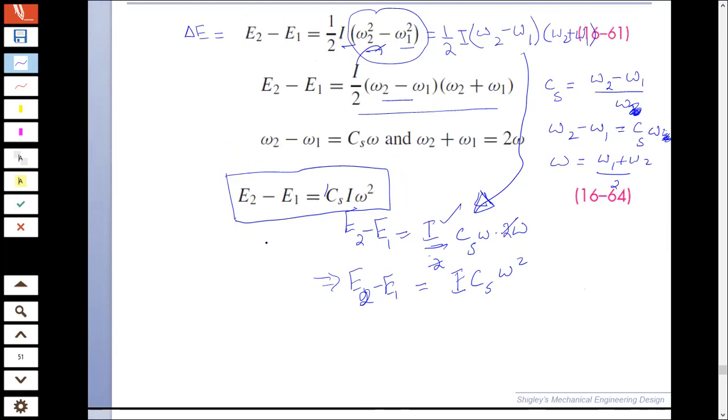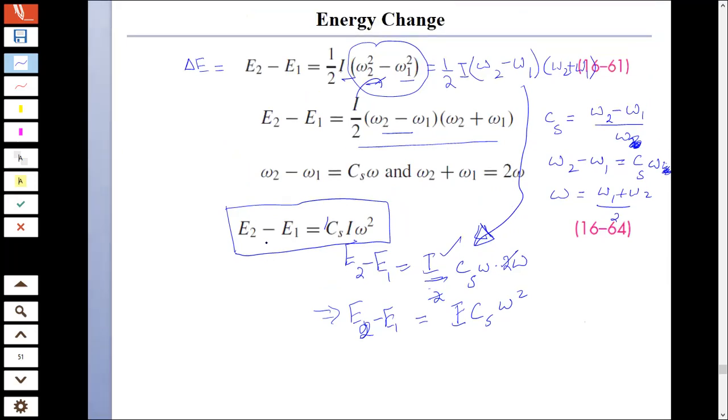Now, what does this mean? What does this equation mean at all? If I am planning to have some variation in energy, I can go ahead and calculate the mass of a flywheel that I'm going to use. E2 minus E1 is equal to Cs I times omega square.